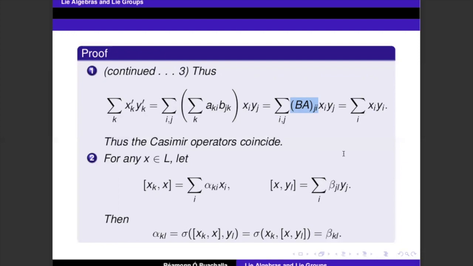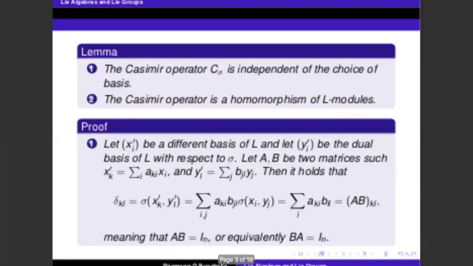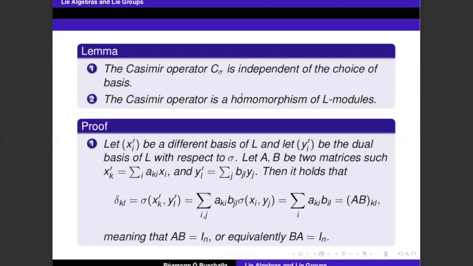So we see that the Casimir operators actually coincide. Okay, so that's the proof. Nothing complicated going on, just some tricks with matrix multiplication. So let's now move on to the second part. Let's recall what the second part actually was. The second part was that the Casimir operator is a homomorphism of L modules.